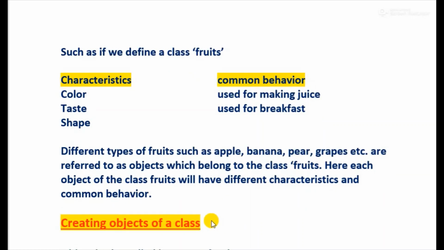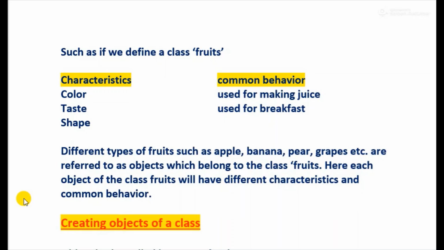Next one is, different types of fruits such as apple, banana, pear, grapes, etc. are referred to as objects which belong to the class fruits. So here each object of the class fruits, meaning apple, banana, grapes, etc., will have different characteristics and common behavior.